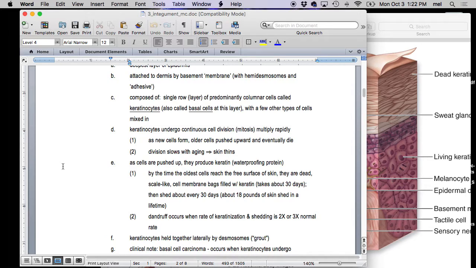Okay, so let's talk about dandruff. So what is dandruff? Dandruff doesn't really have anything to do, just so you know, with hygiene. It has to do with the rate of keratinization and exfoliation. Some people's rate of keratinization and exfoliation is 2 to 3 times the normal rate, which means they are going to have a lot of skin sloughing off. So that's what dandruff is. It can be exacerbated by hygiene situations, but it's not usually caused by hygiene situations.